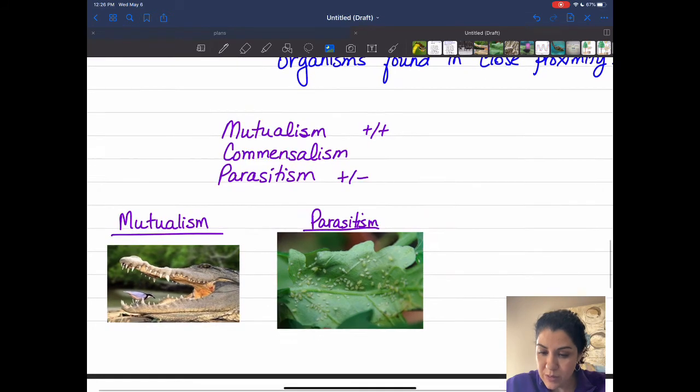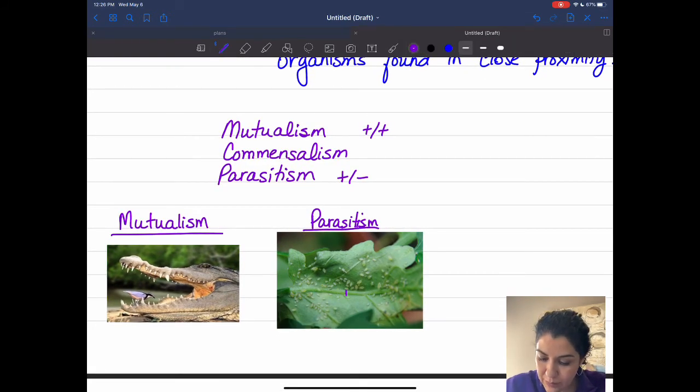Now, it's not the intention of the parasite to kill the host, right? So this is going to be the parasite, and the leaf is the host. That's not their intention. They're trying to get food out of them, but eventually what can happen is the parasite will kill the host.